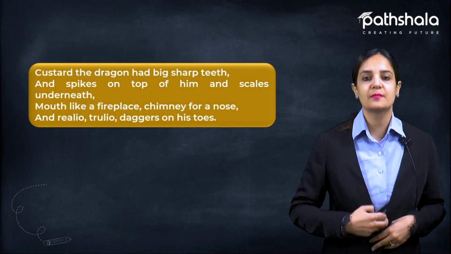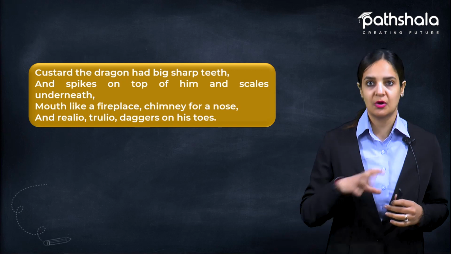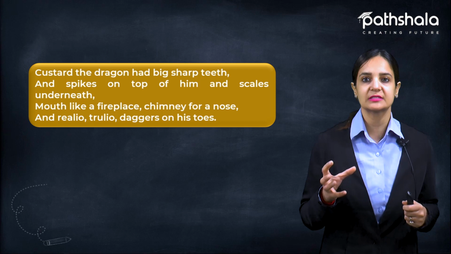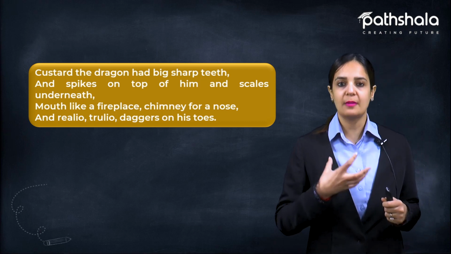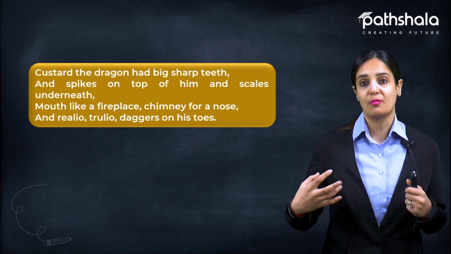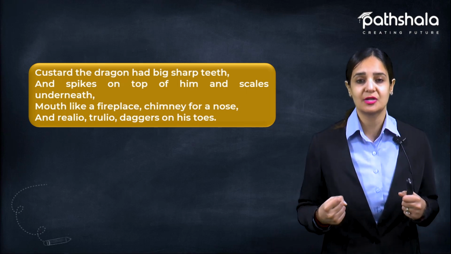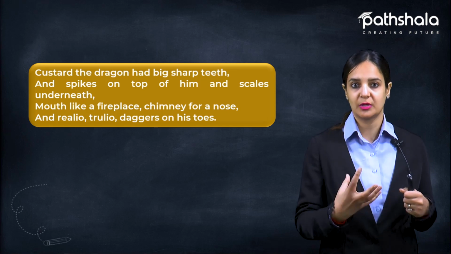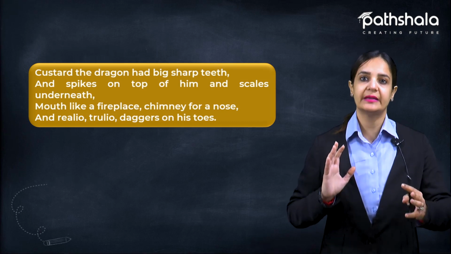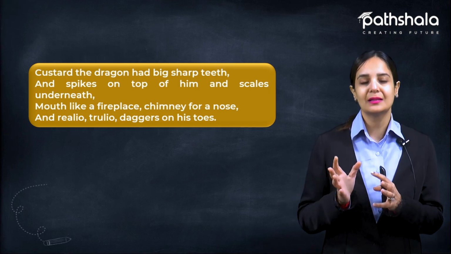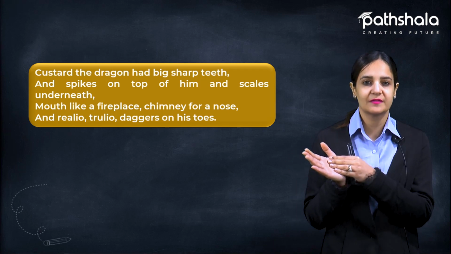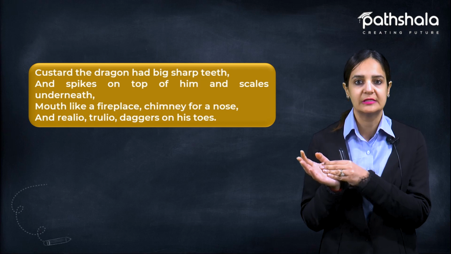Custard the dragon had big sharp teeth. Now the poet is just trying to describe how Custard looked. Custard had huge, big sharp teeth. His teeth were very sharp, and there were spikes on top of him, as he was a dragon. Now you can imagine how a dragon looks, especially one who can take fire out of its mouth. So Custard was actually a huge, scary dragon. But despite the physical features of the dragon, the actual dragon was very afraid of all these things.